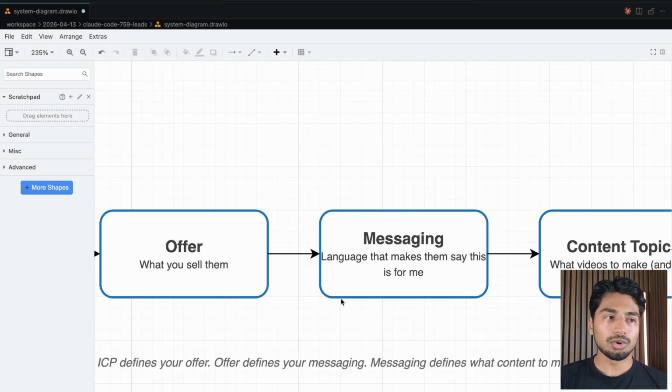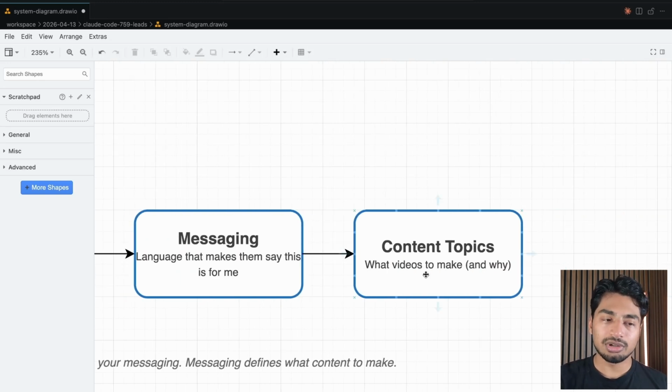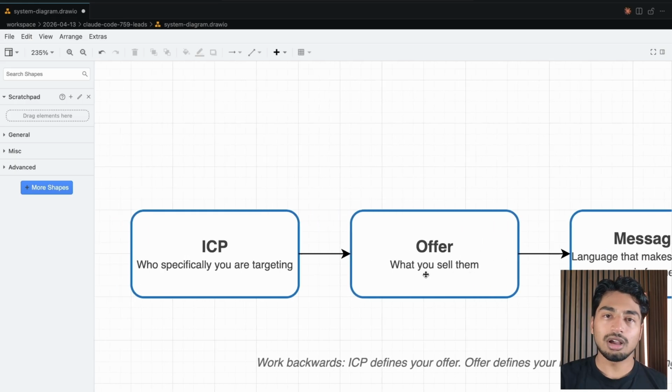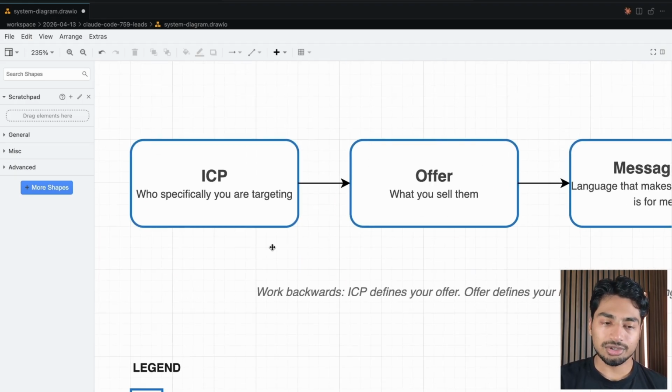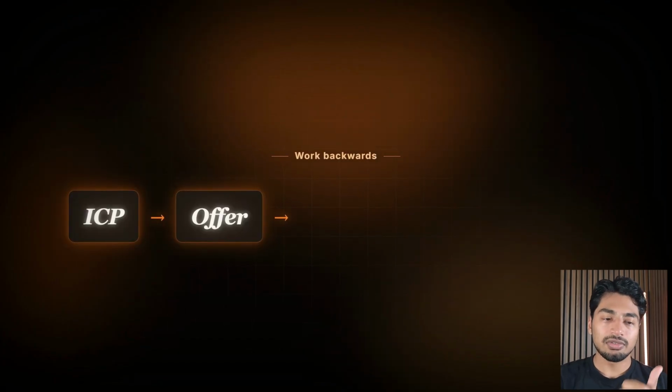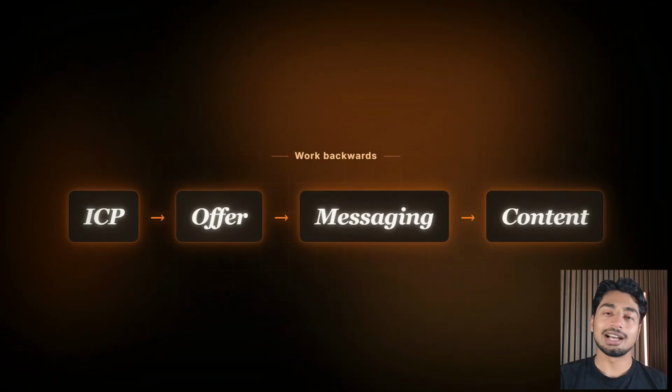And this will differ. If you're working with an older crowd, you will say different things. If you're working with a crowd in a different country, you're going to say different things, because language and messaging will get people to be familiar with your offer, understand it's for them, and make a purchasing decision. And only then will you come up with your content topics. When you understand the messaging, understand the offer that you're selling, understand who you're selling that offer to, now work backwards. The ICP defines your offer, your offer defines your messaging, and the messaging defines the content you're making.